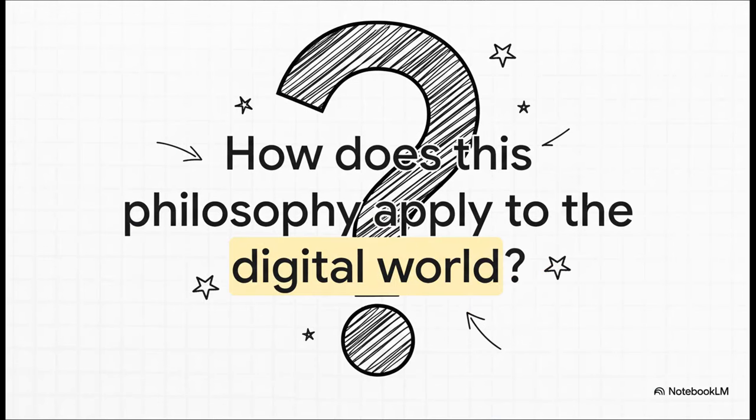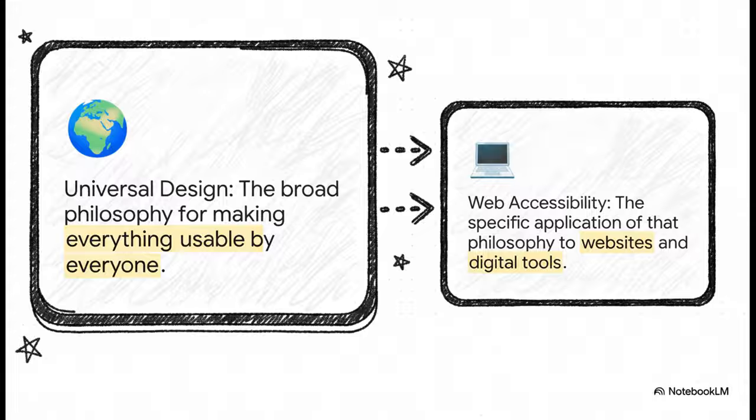All right, so that makes sense for buildings and physical gadgets. We can see it, we can touch it, but how does this whole philosophy carry over to the digital world? You know, the websites and the apps we're on all day long. And this is a super important distinction. Universal design is the big, overarching philosophy for, well, everything. Web accessibility is how we specifically put that philosophy into practice online. It's the how-to for achieving universal design on the web.